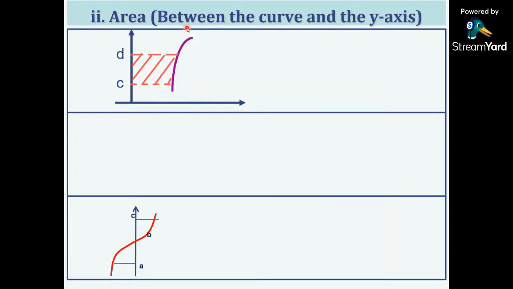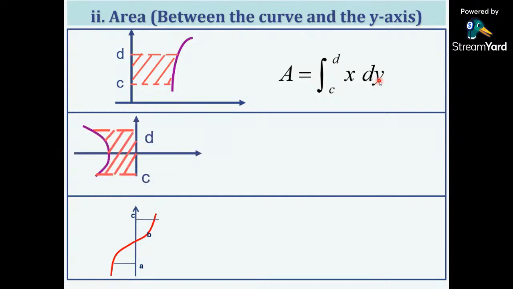Next is to find the area, but now we have the curve and the y-axis. Like in the first example, as you can see, we are dealing with the limit on the y-axis. So to find the area, it is from C until D, and the subject will be x, so that the function is all in terms of y. I will show you in the example later. Same goes to the example over here. But now the curve is on the left-hand side. So we need to put an absolute sign so that we get positive area.